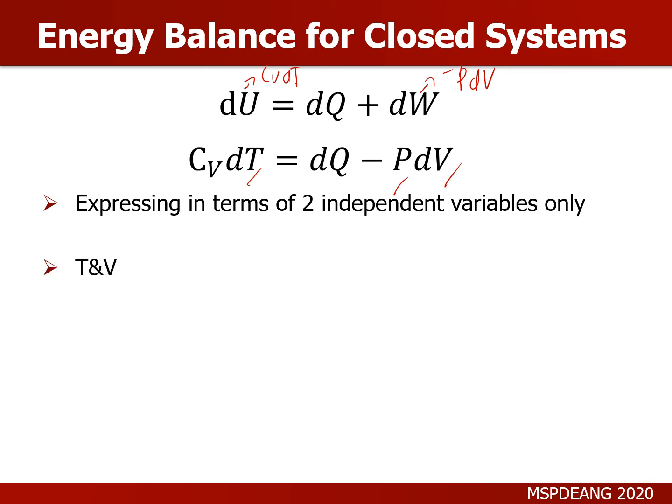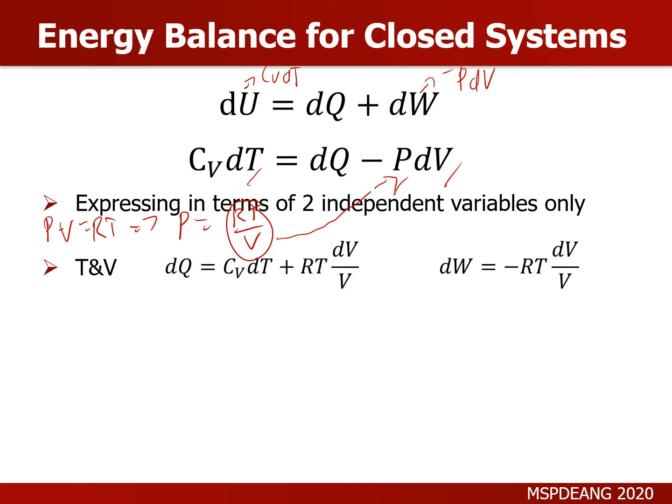So to express this equation in terms of temperature and volume only, we have to substitute V is equal to RT. Thus, P is equal to RT over V, and substitute this into this expression. Thus, dQ is now equal to Cv dT plus RT dV over V, and dW is equal to negative RT dV over V. And you can do the same for temperature and pressure.